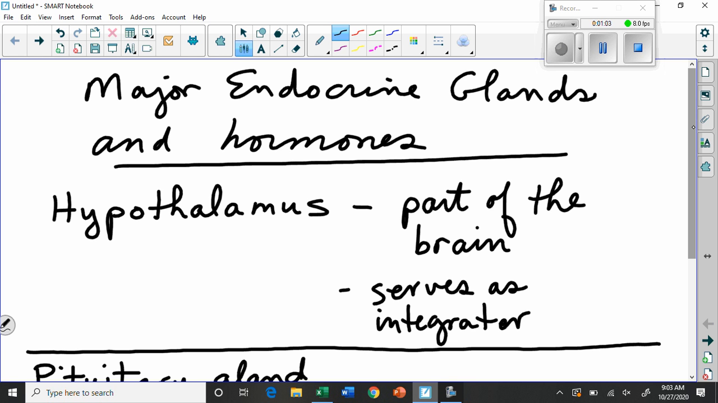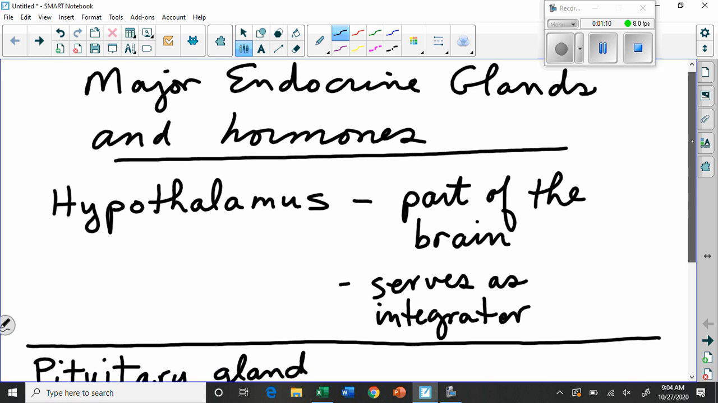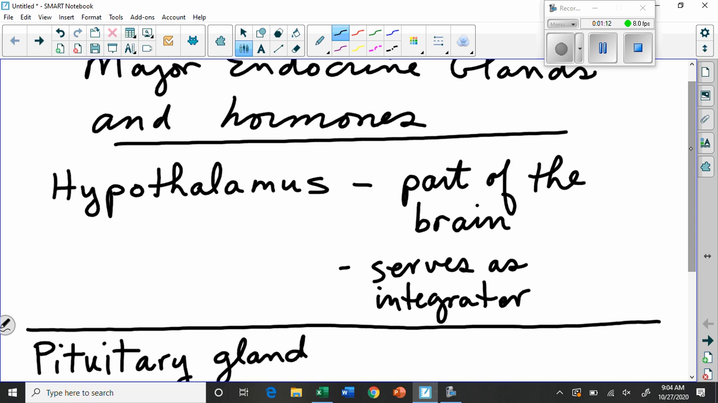So I'm just going to recap. We're talking about the major endocrine glands and hormones. We mentioned the hypothalamus, which is a part of the brain and serves as the integrator. We're going to talk more about the hypothalamus a bit later in detail.